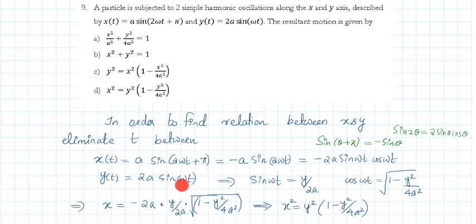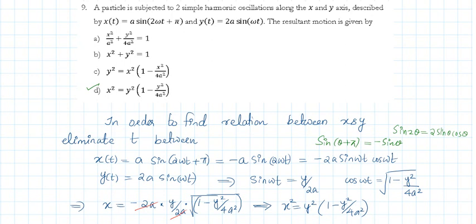Y of t is 2a sine omega t. So from this equation, you can find an expression for sine omega t, that becomes y by 2a. Once you have sine omega t, you can find cos omega t. It is the square root of 1 minus sine square omega t, which is the square root of 1 minus y square by 4a square. So substitute for sine omega t and cos omega t here. You will get x is equal to minus 2a into y by 2a into the square root of 1 minus y square by 4a square. This 2a and 2a will cancel. Squaring both sides, you will get x square equal to y square into 1 minus y square by 4a square. The correct option is option D.